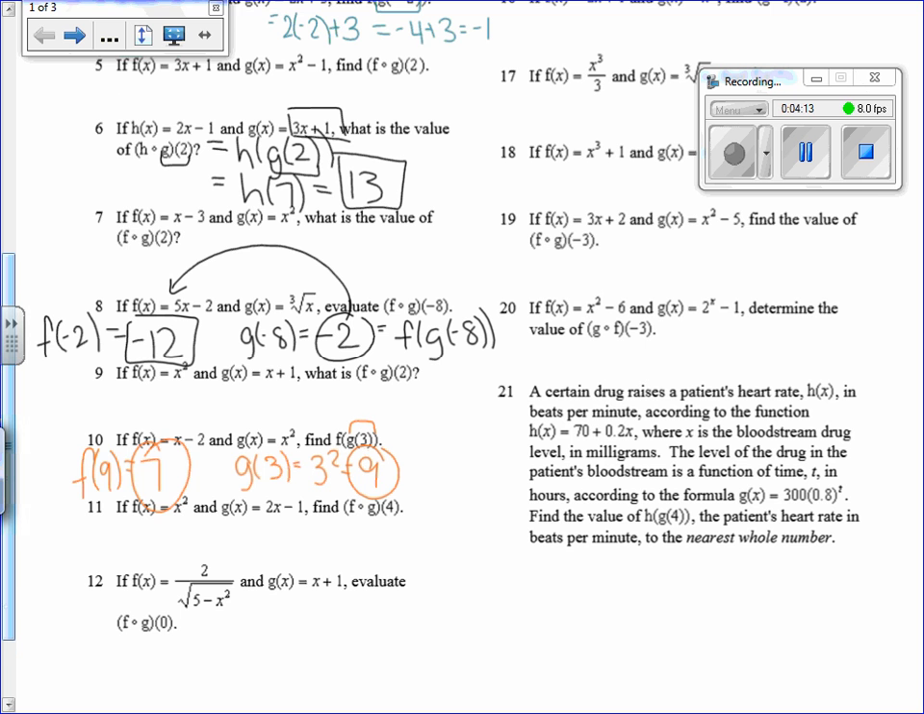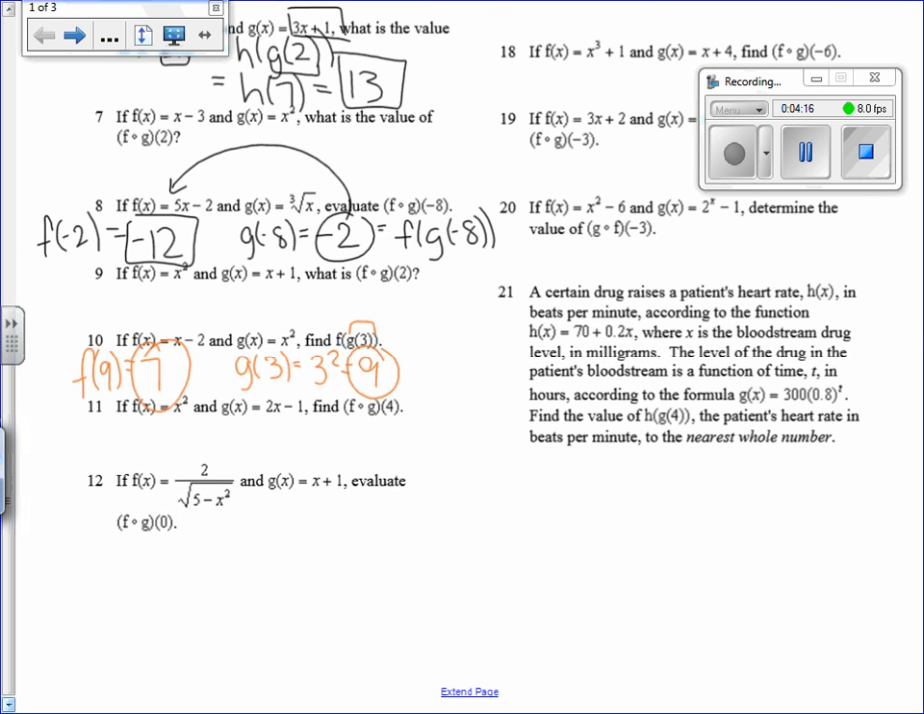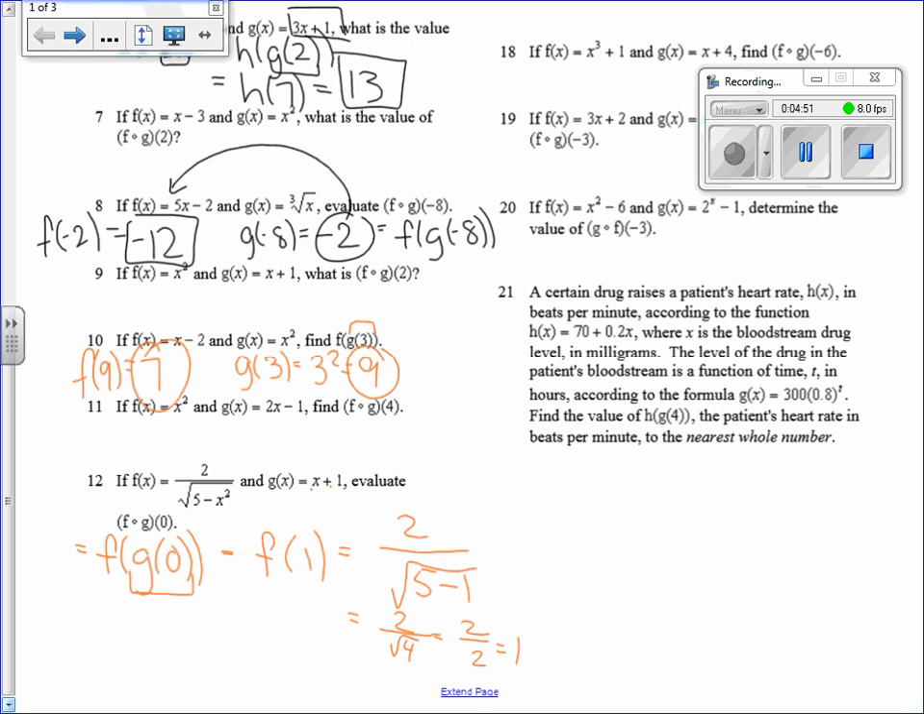Number 12, can I scroll down a little? There we go. This does use the circle notation, but it's the same thing as f of g of 0. So g of 0 is what I need to figure out, because that's what I'm putting into f. g of 0 is going to give me 0 plus 1, which is 1. So I'm really doing f of 1. f of 1 is going to give me 2 over the square root of 5 minus 1, because 1 squared is 1. So this is 2 over the square root of 4, which gives me 2 over 2, which is 1.